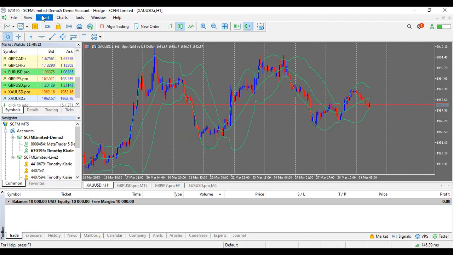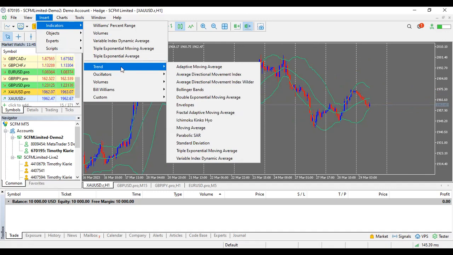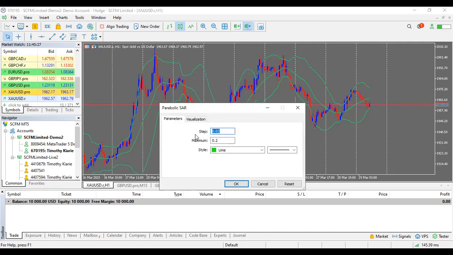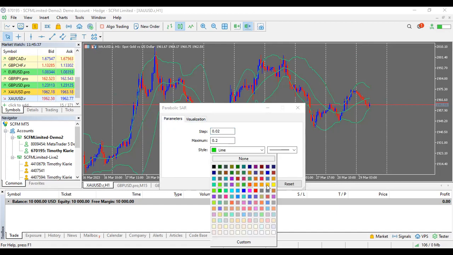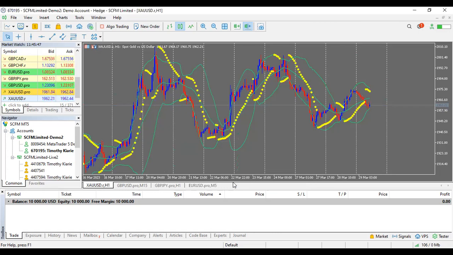Then we have the second indicator, that is the Parabolic SAR. Again, you come to the Insert option here, then you click Indicators, and then you go to Trend. Parabolic SAR is under the trend indicators, and here it is. So you click that, and then we use the default settings. Visualization is okay in every time frame. Then we can change the color. Let's say now we use the color yellow, and then we want to increase the visibility of the dots. So you click OK. All right.